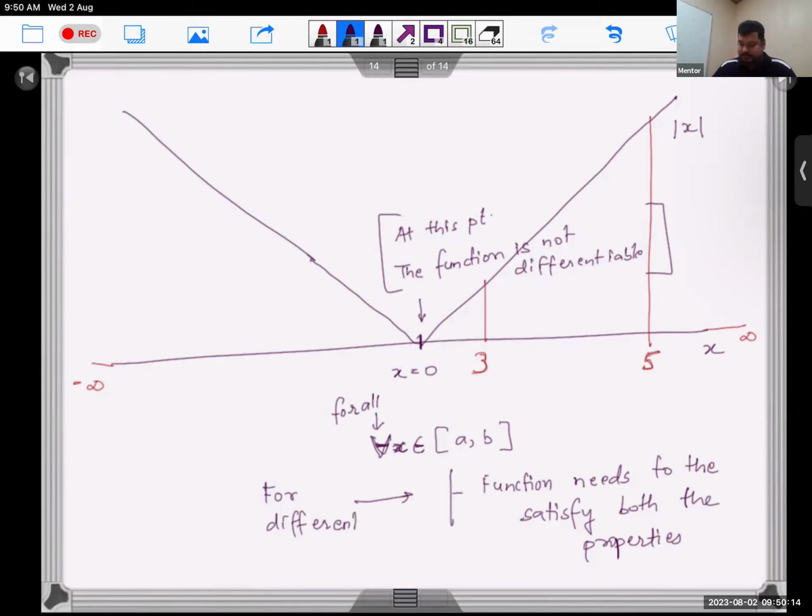Is this point clear to everyone? Yes, people. Is this point clear? So is absolute x differentiable? No. In the range of minus infinity to infinity, it is not. It's not differentiable in that range. Keep this in mind.